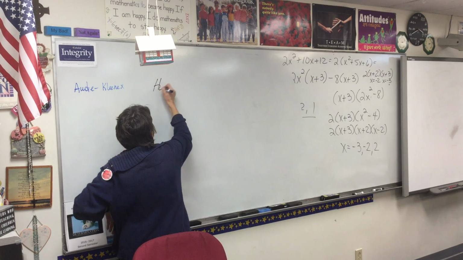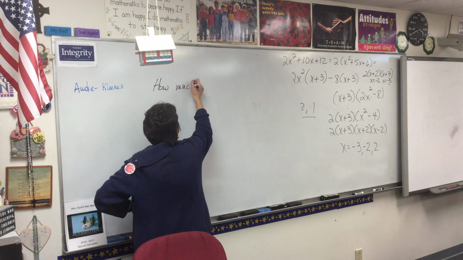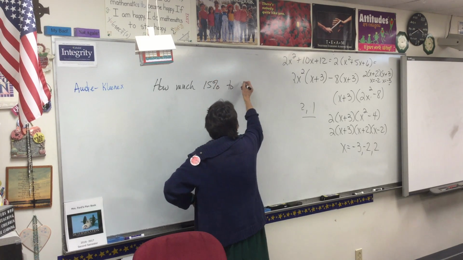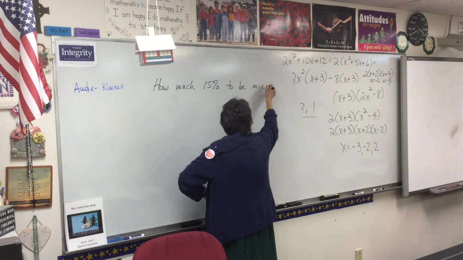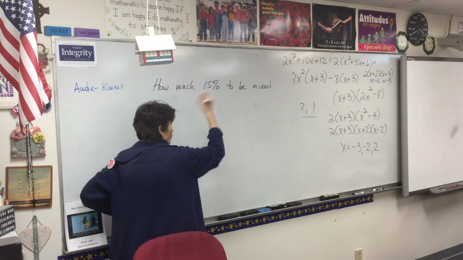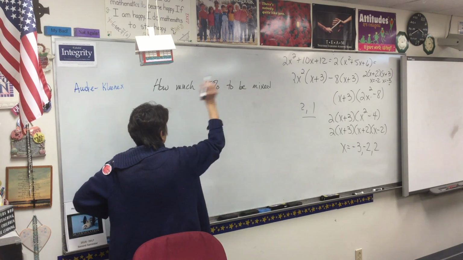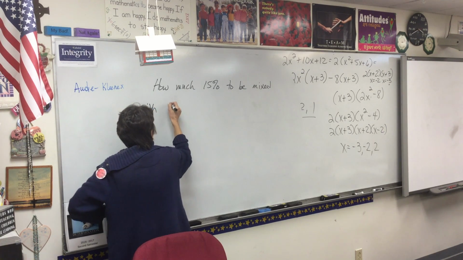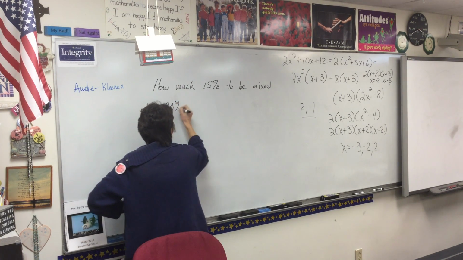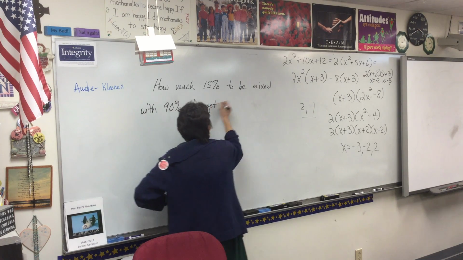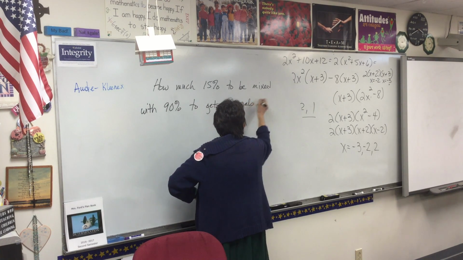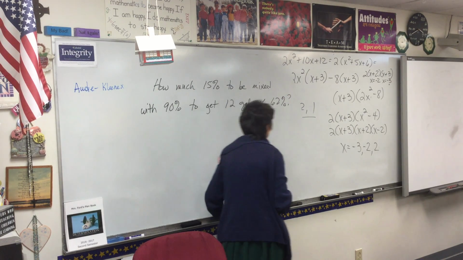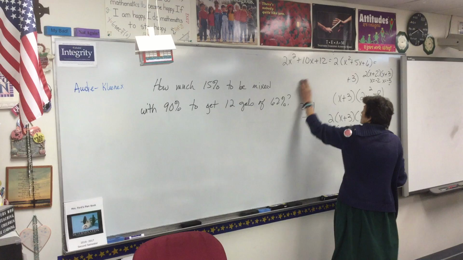All right. So, how much 15% to be mixed? I'm leaving out some of the words to go faster. How much 15% to be mixed with 90% to get 12 gallons of 62%? You gotta do parentheses to double.